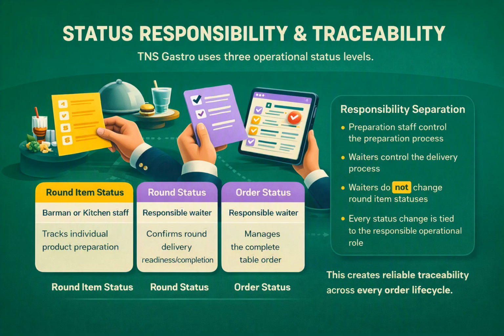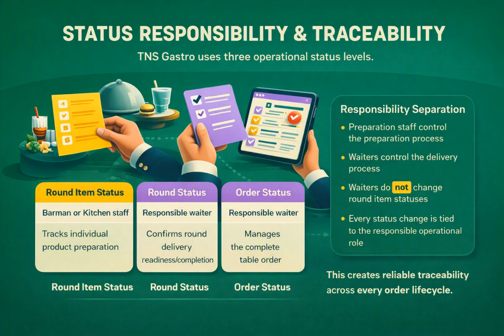If the product belongs to a bar, only a user who belongs to the barman user group and is assigned to that bar can change the round item status. If the product belongs to a kitchen, only a user who belongs to the kitchen user group and is assigned to that kitchen can change the round. Waiters are not allowed to change round item statuses.